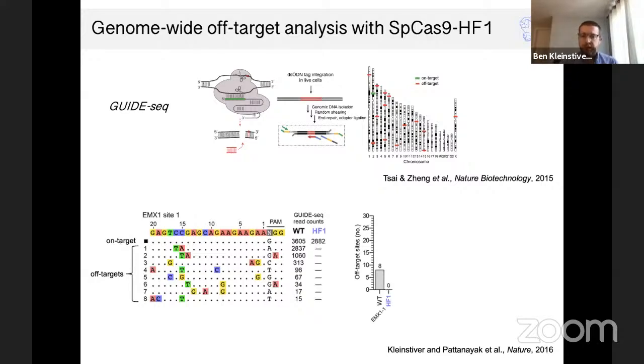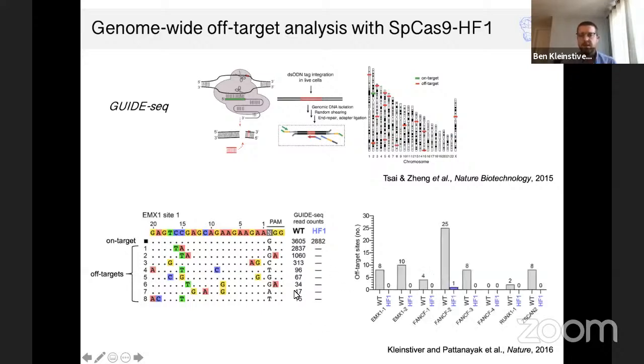But when we use the high-fidelity protein that we engineered, we are still able to observe high levels of on-target editing, but now essentially no levels of off-target editing as detected by GuideSeq.